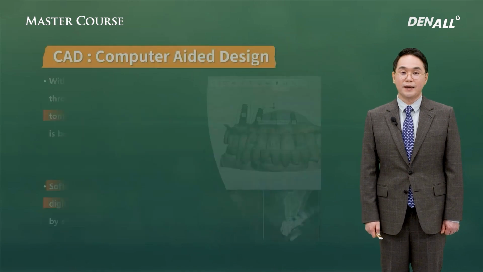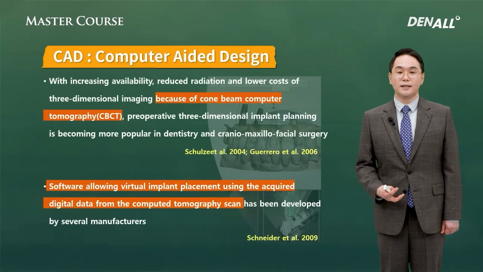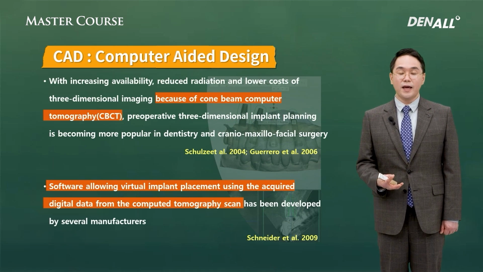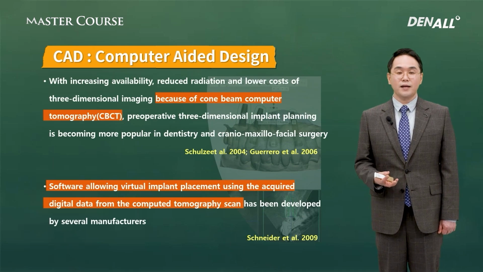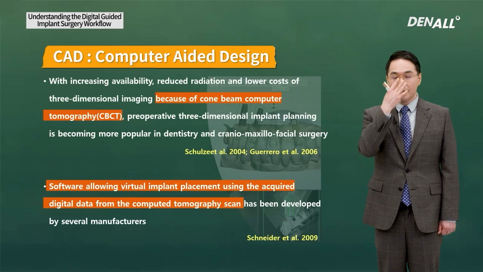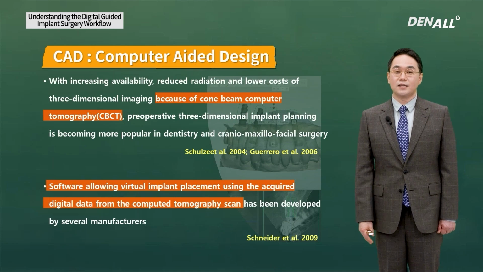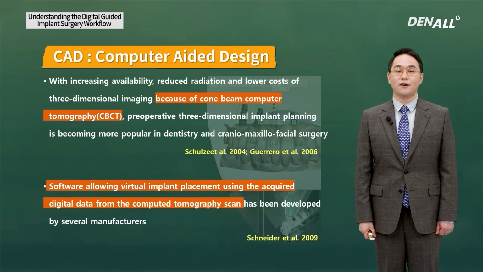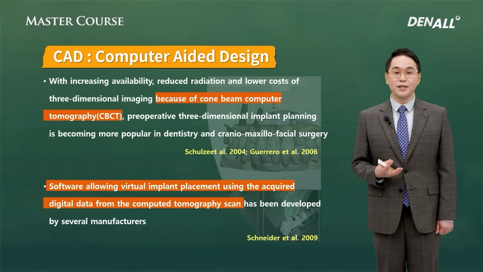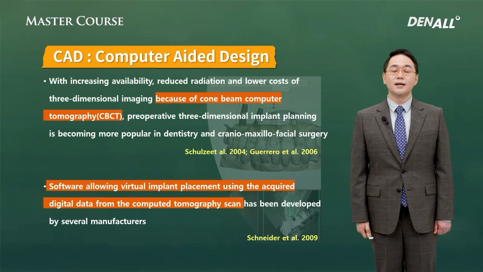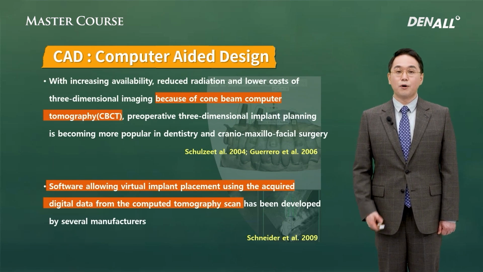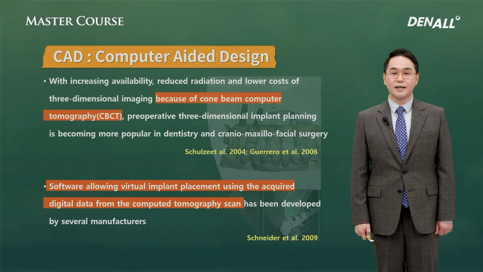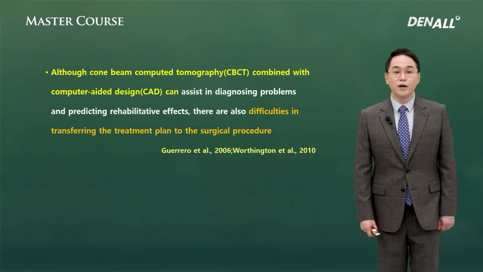But taking CT alone cannot make guided surgery possible. The teeth and bone data, the three-dimensional data acquired from CT, is used by the software, allowing virtual implant placement. So using the CT data, implant planning can be done. Ideal implant planning can be done in a virtual way. That is thanks to the use of CAD programs.